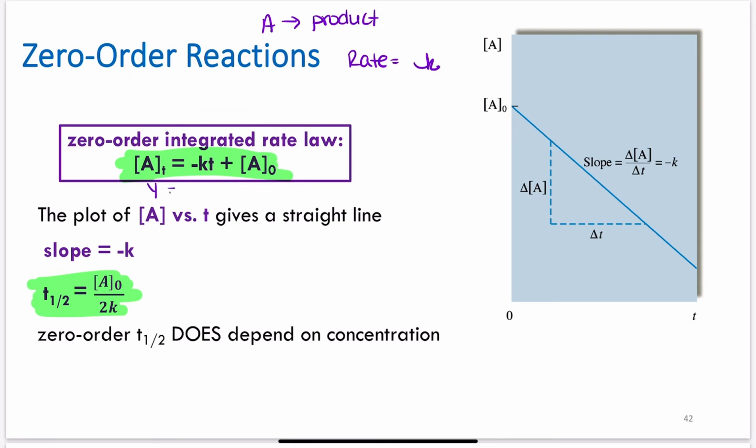This is again in the form y equals mx plus b, because this is useful to us if I try to plot this data. If I plot the concentration of A versus time and I get a straight line, I know it is zero order, where the slope is equal to negative k, and you can see your half-life equation for a zero order reaction. T to the 1/2 also depends on concentration here, where T to the 1/2 is equal to the initial concentration of A divided by 2 times your rate constant.